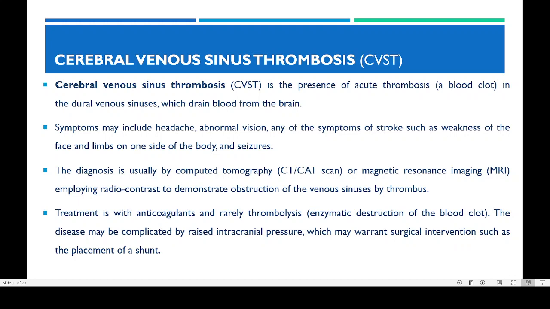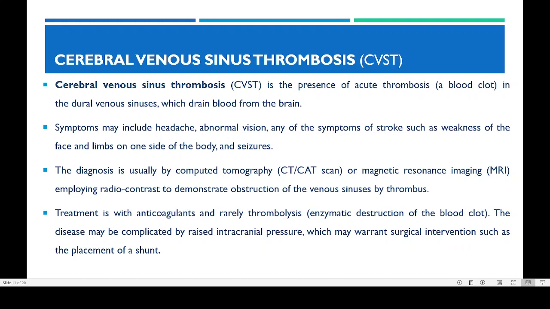The first one is thrombosis, cerebral venous sinus thrombosis. Here is the presence of acute thrombosis. A thrombosis basically means a clot in the dural venous sinus, that part of the brain which drains blood from the brain. So any kind of blood clot that is happening in this area is known by the name cerebral thrombosis. I will show you some pictures of how cerebral thrombosis will be affecting the brain.